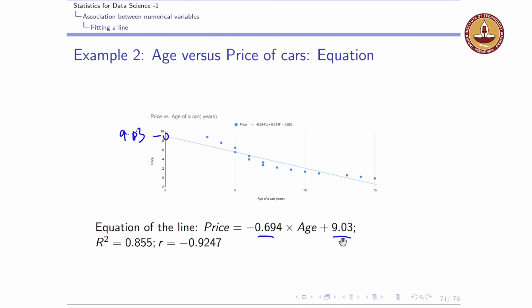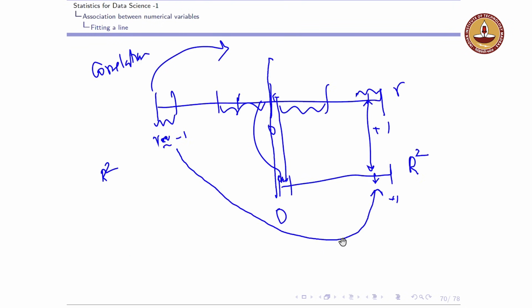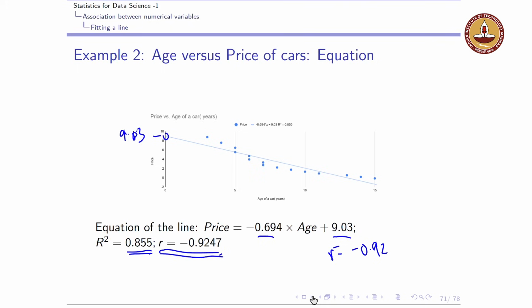Okay. And then we also see that the R square is 0.855, even though your R was minus 0.92. So, my R in this case, or my correlation in this case, was minus 0.92. Okay. The correlation was closer to minus 1, it was a very strong negative linear relationship. My R square is closer to 1. Okay. So, you can see that this goodness of fit measure takes a value between 0 and 1, but it does not tell me the direction of the relationship.